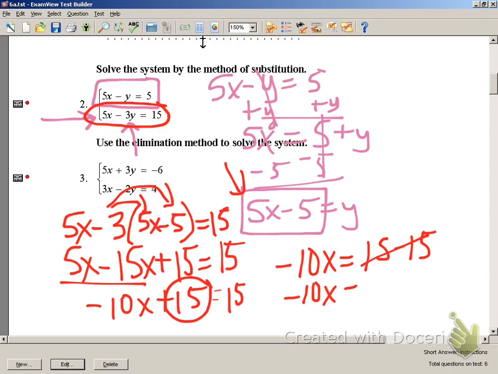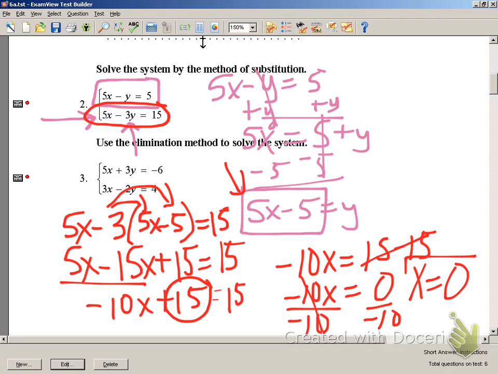And I think a lot of you lose this right there where you say negative 10x equals 0. You're still dividing. You're still solving. And understand 0 divided by any number is still 0. So x equals 0.